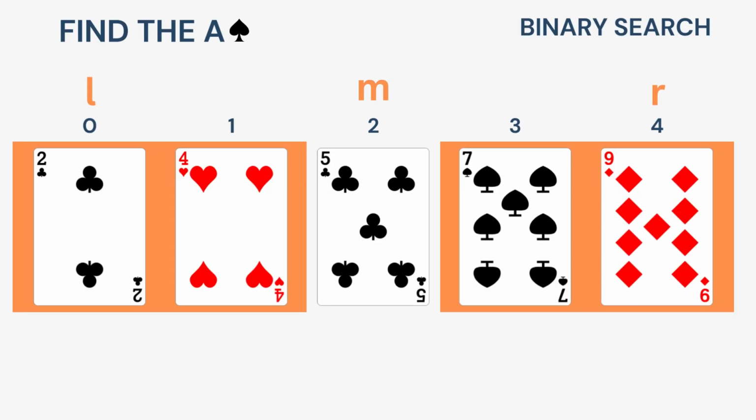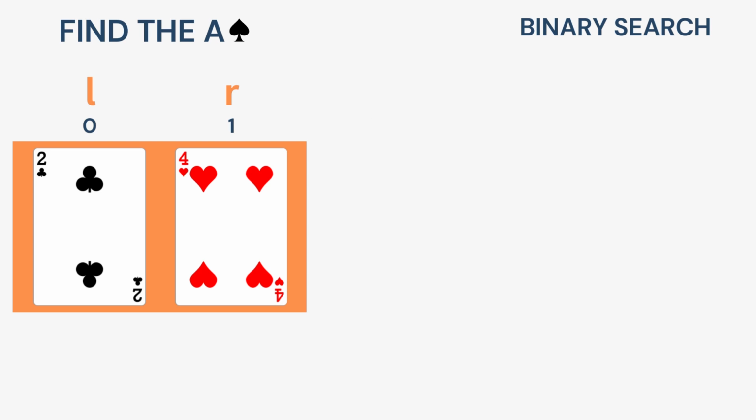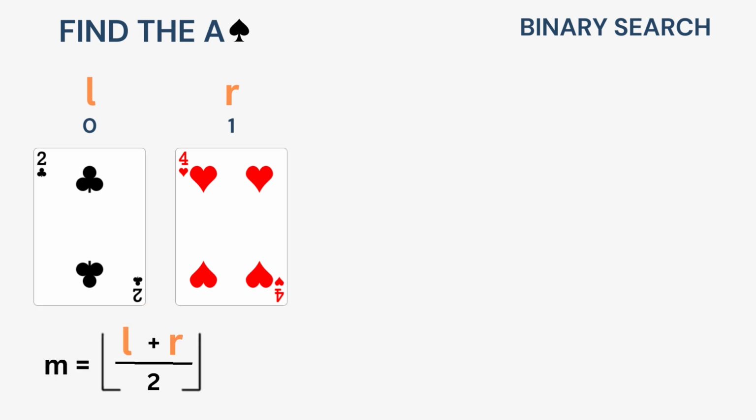Let's do one more example and find the ace of spades. We already have mid and we split the array into two groups. Ace of spades is smaller than 5 of clubs, so it would be in the first group. We simply move R over to index 1, meaning we choose the first group. And we repeat the process.